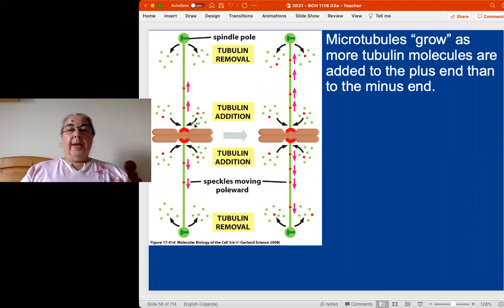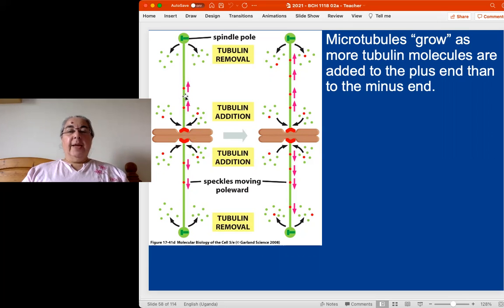Okay, so more tubulin is added to the plus end than to the minus end, and more tubulin leaves the minus end than the plus end. And it's a dynamic process, so it depends on the balance of tubulin molecules being added to the microtubule and tubulin molecules leaving the microtubule. But when the spindle is actually pulling the chromosomes, more is leaving than being added. So there's a movement in this direction.